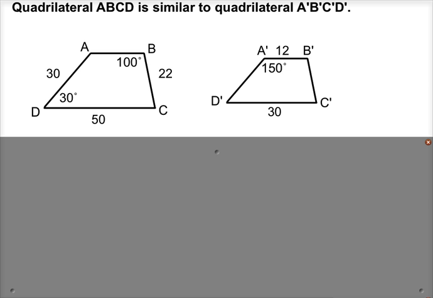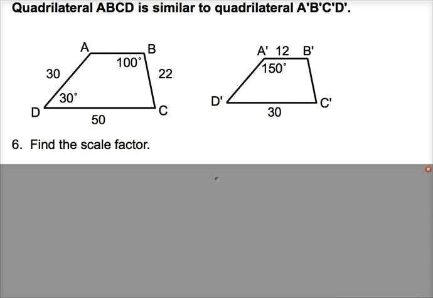Quadrilateral ABCD is similar to quadrilateral A prime, B prime, C prime, D prime. And we have some questions. Find the scale factor. So to get the scale factor, I really just need to find two corresponding sides, 50 and 30. So the scale factor will be 50 to 30, which I can then reduce and get 5 to 3.